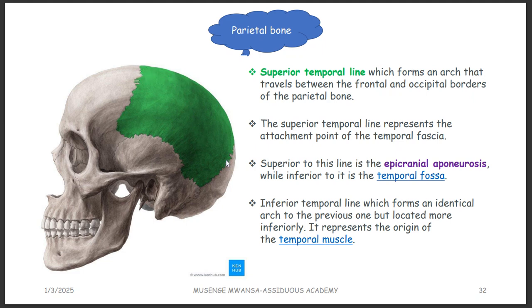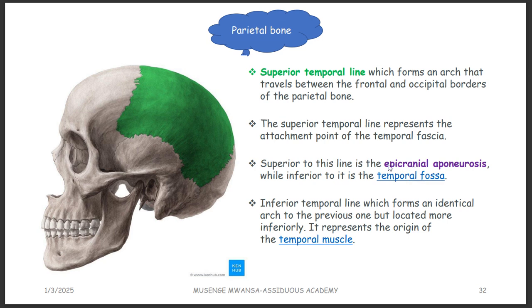An aponeurosis is just a connective tissue like a tendon. It's just a connective tissue that is going to be able to connect these two muscles. So we call that connective tissue the epicranial aponeurosis, which will connect the two bellies of the occipital frontalis. It is also known as the aponeurosis of Galen. Okay, the same epicranial aponeurosis.